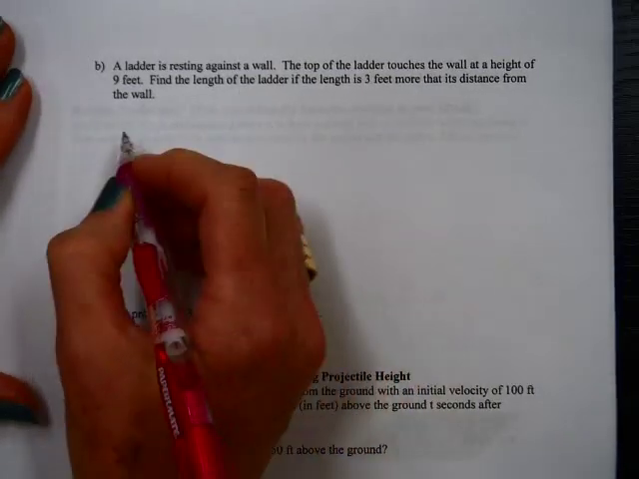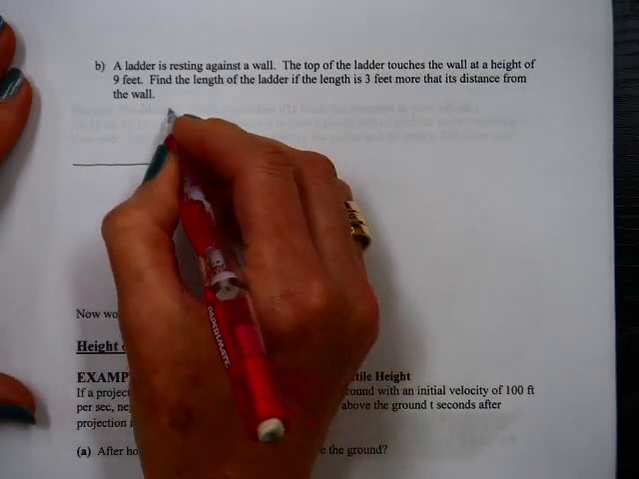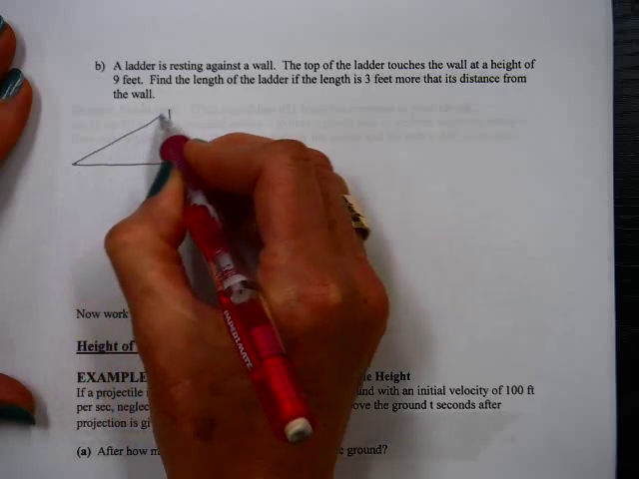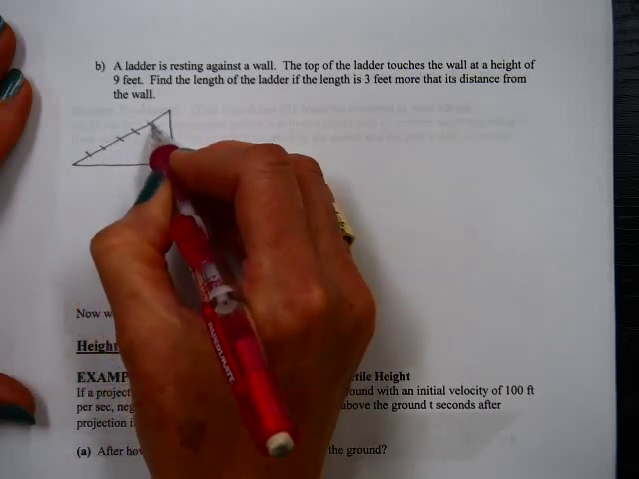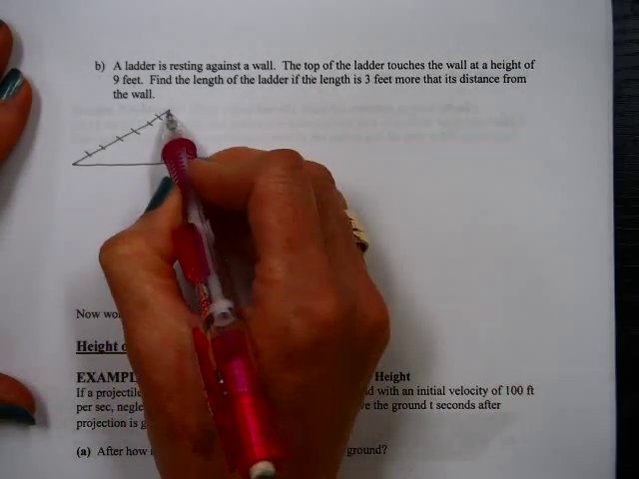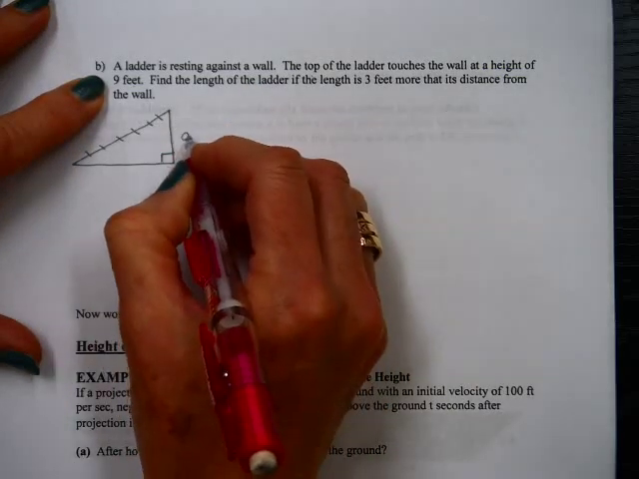Okay, well let's draw a picture and see if we can get this figured out. All right, this is going to be my wall. And my ladder is leaning against the wall. This is going to be my ladder. Here's my right angle. The top of the ladder, here's the top of the ladder, touches the wall at a height of 9 feet. So this is 9 feet.